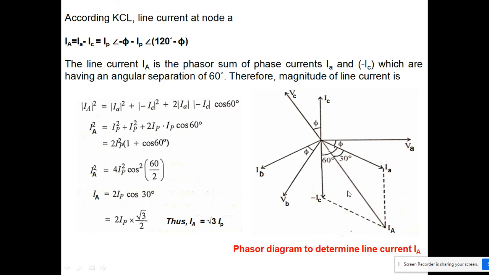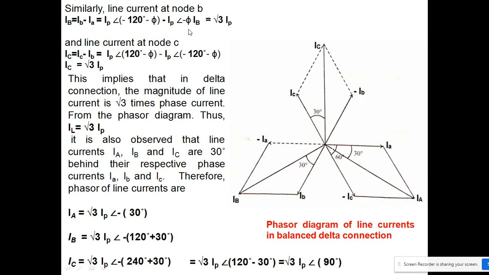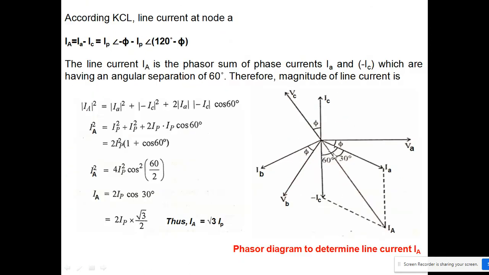Similarly, I can calculate it for line B and line C. So you can see this one here. If I'm talking about line B, in that condition what we have is IB minus IA. IB is this one, and minus IA will be in this direction. Then I will again draw a parallelogram and calculate the value. I will get again the same value. It means capital IB equals root 3 IP.